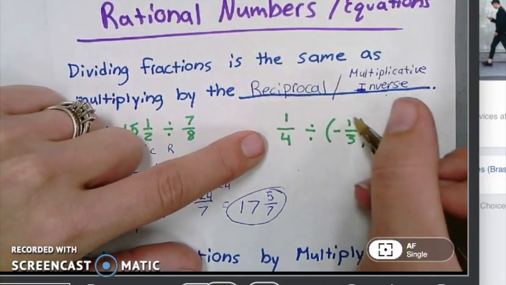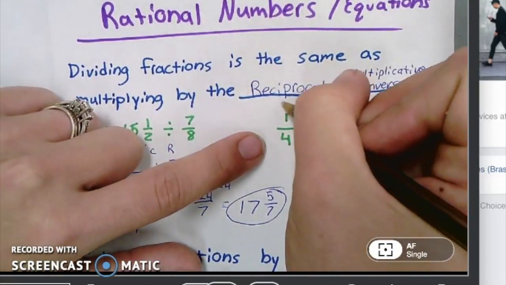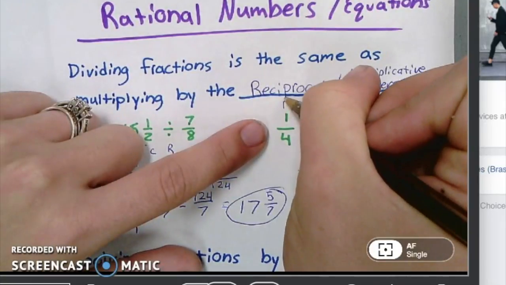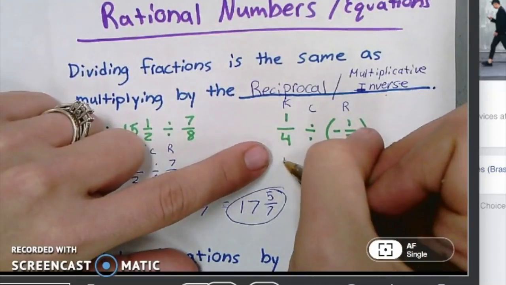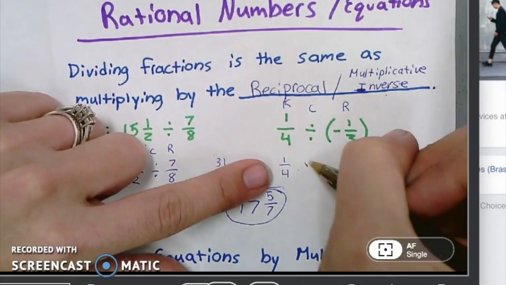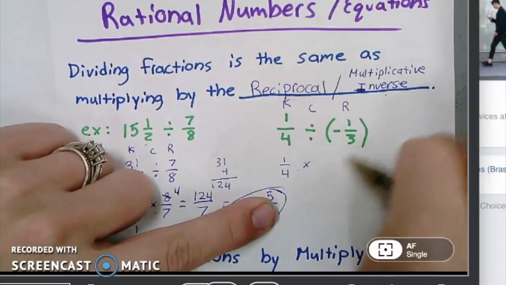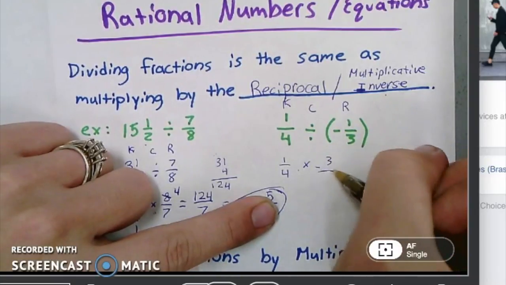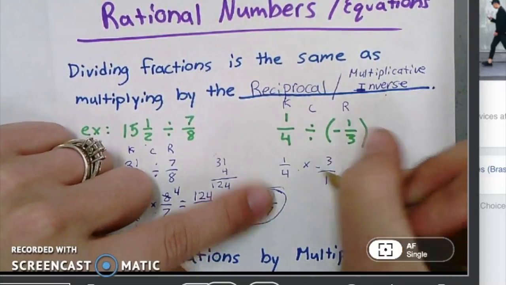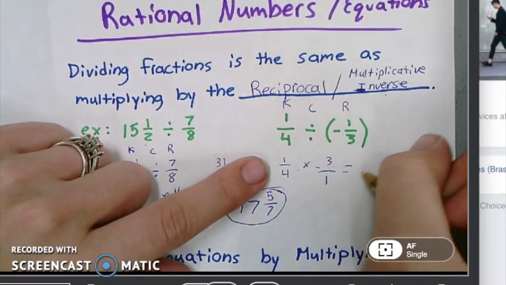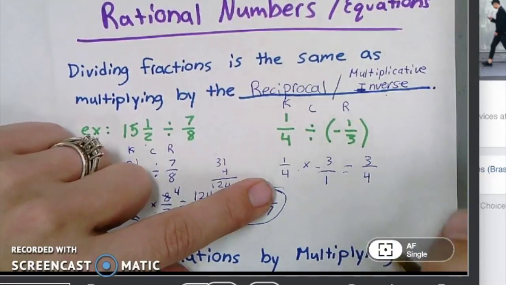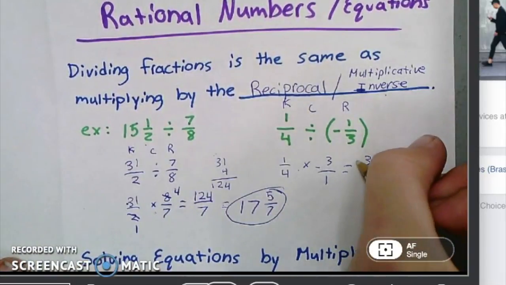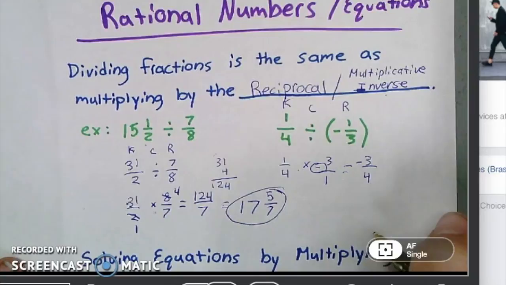1/2 divided by -1/3. Okay, so there's no mixed numbers here, so I'm going to do keep, change, reciprocal. 1/2 stays the same, changes to multiplication. I'm going to flip that to -3 over 1. Then I look, nothing in common. 1 times 3, 2 times 1. So my answer is negative, don't lose that negative, -3/2.